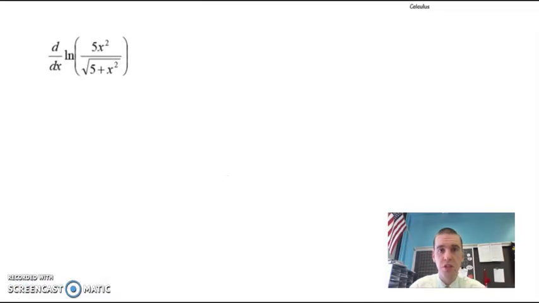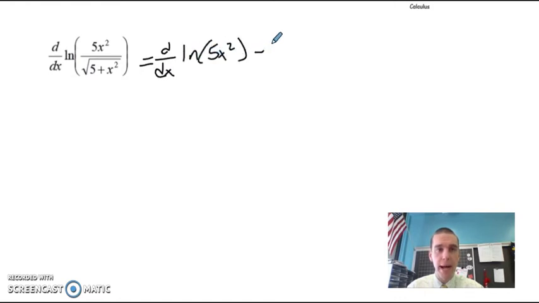So when we use the natural log, when we find the derivative of natural log, we can also say, using natural log properties, that the ln of a quotient is equal to the ln of 5x squared minus ln of square root of 5 plus x squared. Well, why is this going to make it easier for us?